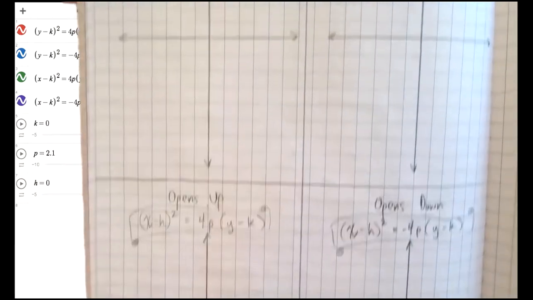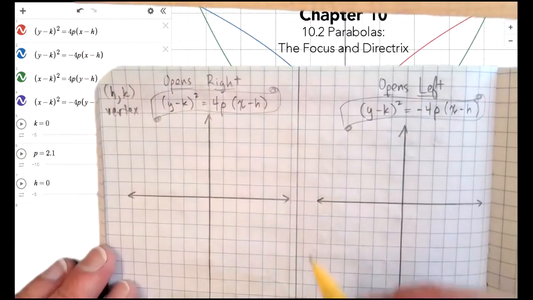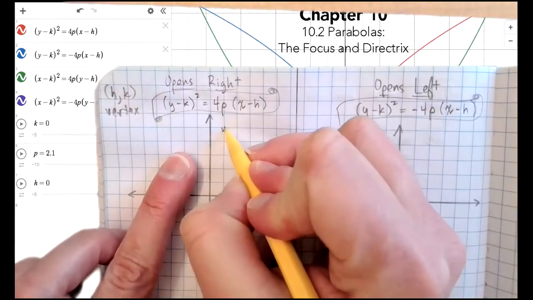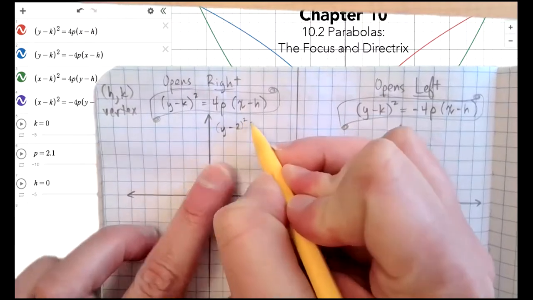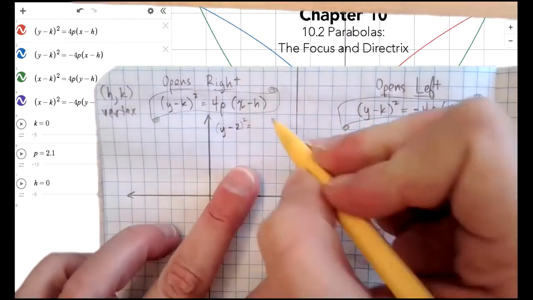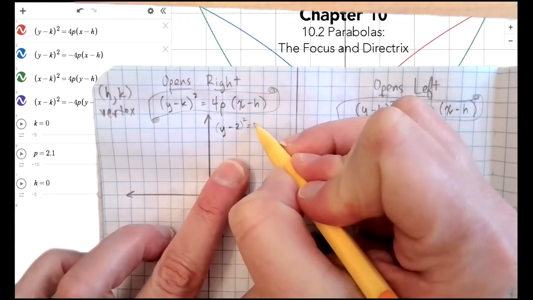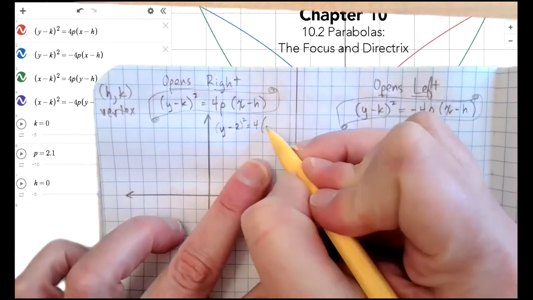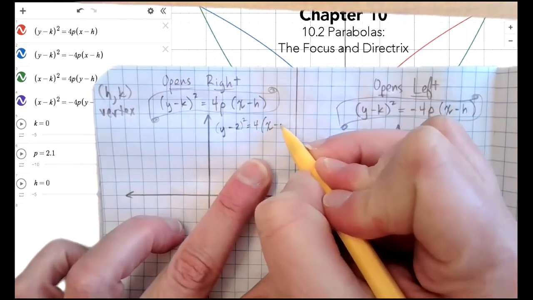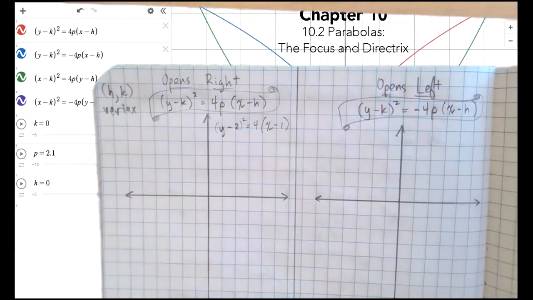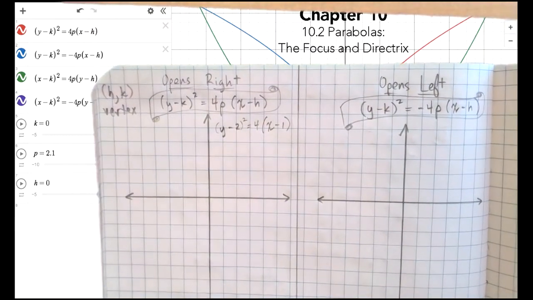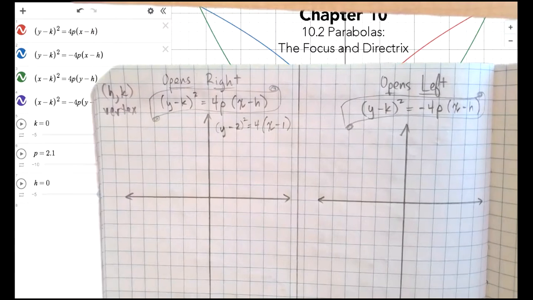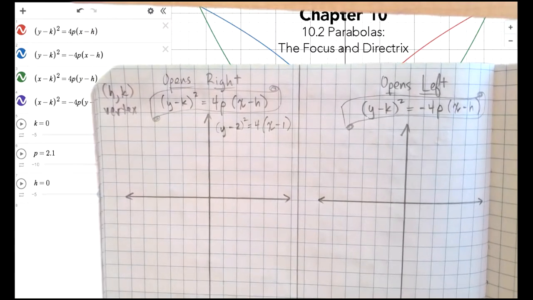Let's graph y minus 2, the quantity squared, equals, let's make this 4, x minus 1. I actually just made that up. Hopefully this works. Otherwise, it would be ungraphable. We'll see. Can you find h, k for this, please?